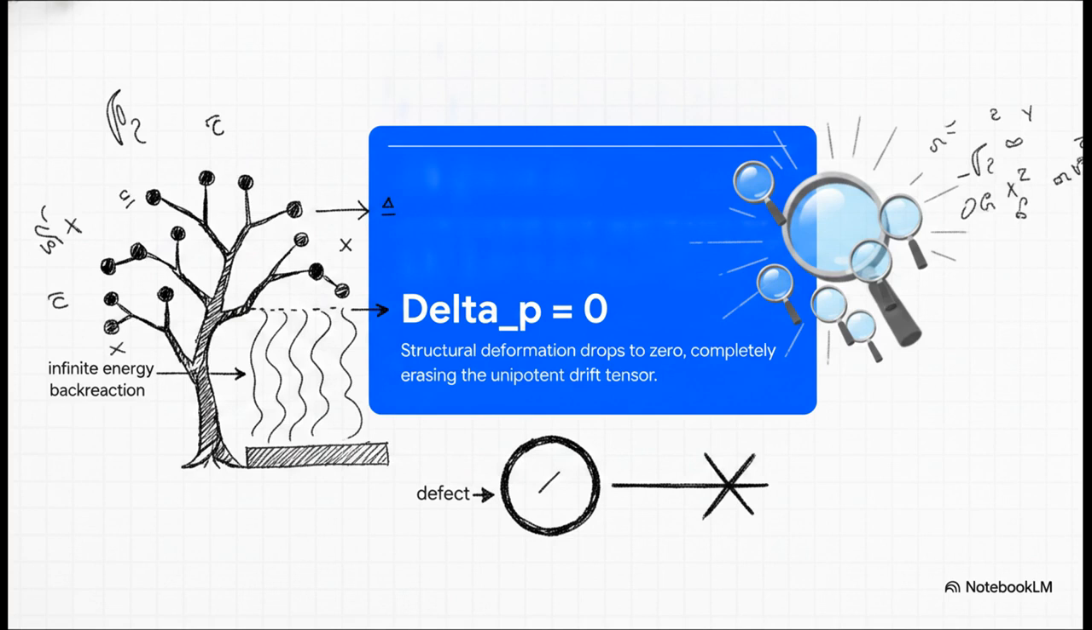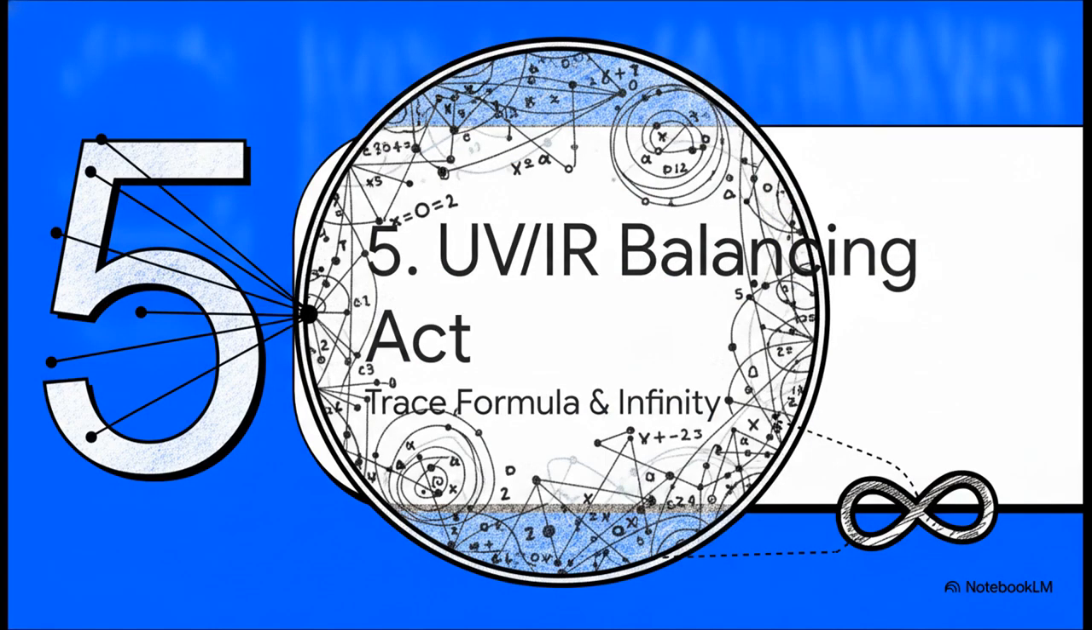And when Δp is 0, the unipotent drift tensor is completely erased. To survive, the universe mathematically demands this parameter vanish. This is explicit proof that the Bruhat-Tits tree acts as an automatic arithmetic low-pass filter. Which brings us perfectly to Section 5, the Global UV/IR Balancing Act.